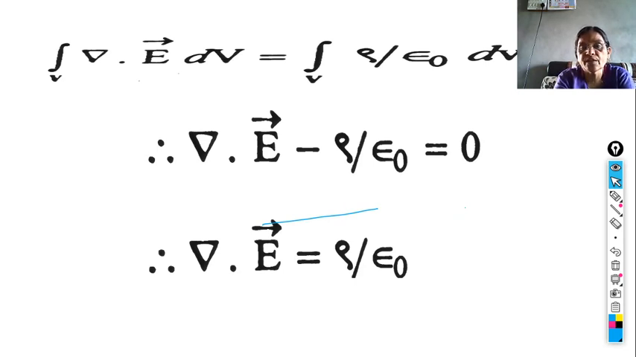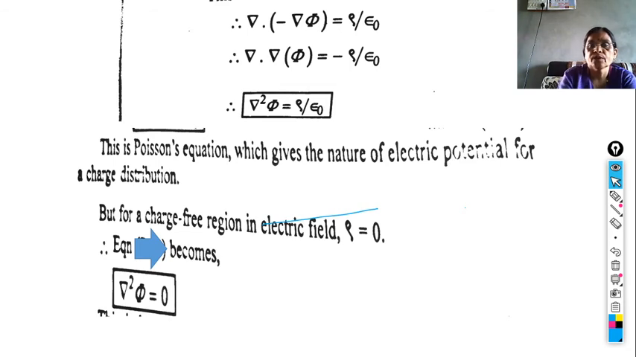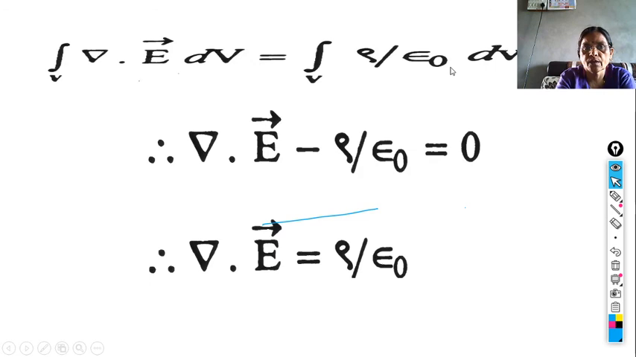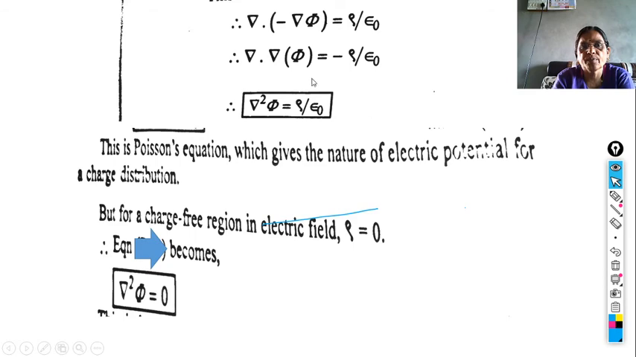Since V is a constant, that equation is true for any arbitrary volume V. Therefore, del dot of minus del phi equal to rho upon epsilon 0. Hence we can take here del dot del phi. The negative sign on the LHS is shifted towards the RHS, and it becomes minus rho upon epsilon 0. But when we consider the magnitude, the LHS becomes del square phi equal to rho upon epsilon 0.